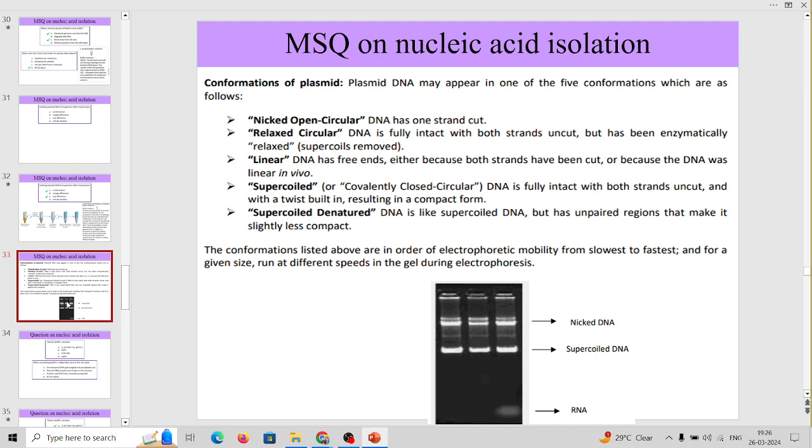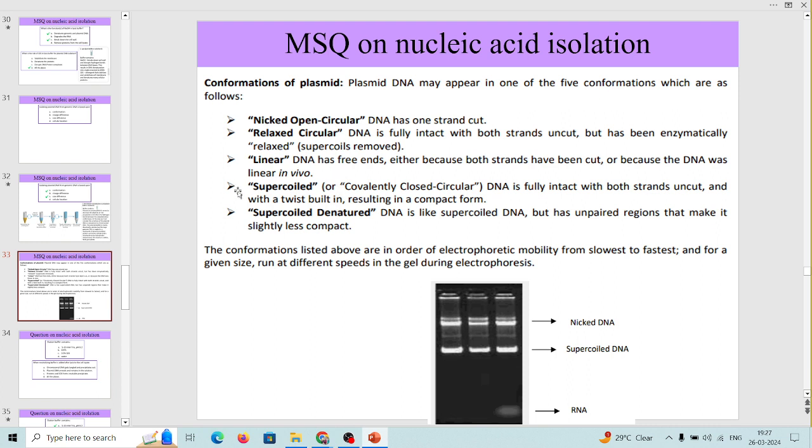Okay, so nicked open circular. This is open circular and only one strand is broken. Okay, it has one strand cut. Relaxed circular, it is basically intact and the supercoils are removed. Linear, it has free ends. Okay, then there is supercoil.